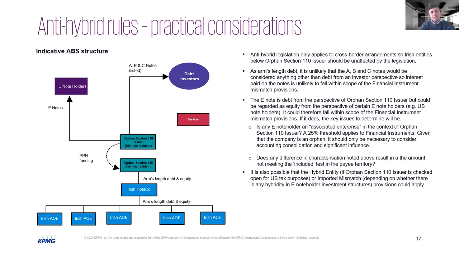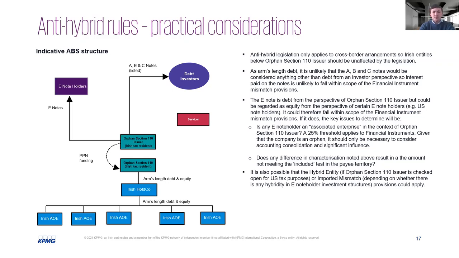When we look then, we potentially have cross-border payments going out to the E-note holders and to the listed debt holders. We wouldn't expect that the A, B and C notes going out to the debt investors would trigger any issue in terms of the associated enterprises test, but it is something that would need to be considered at the level of the E-note holders. So are any of the E-note holders associated enterprises of the orphan Section 110 issuer?